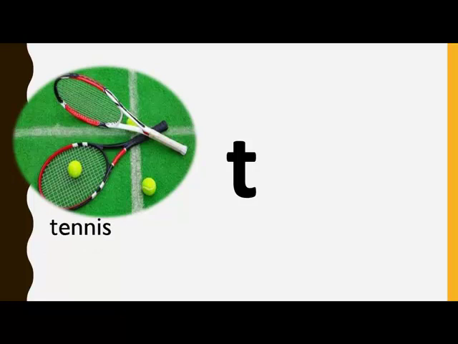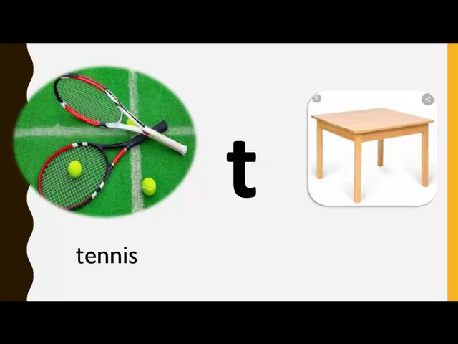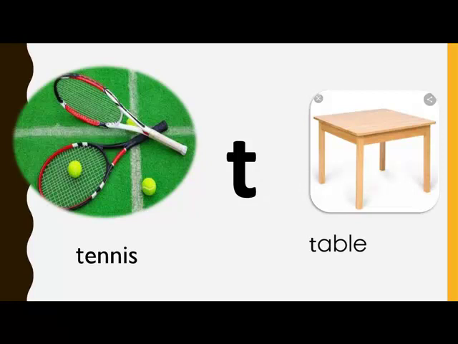Now let us look at letter T, and the sound of letter T is t. And the object that starts with the letter T. T for tennis. We have T for table. T for tennis. T for table.